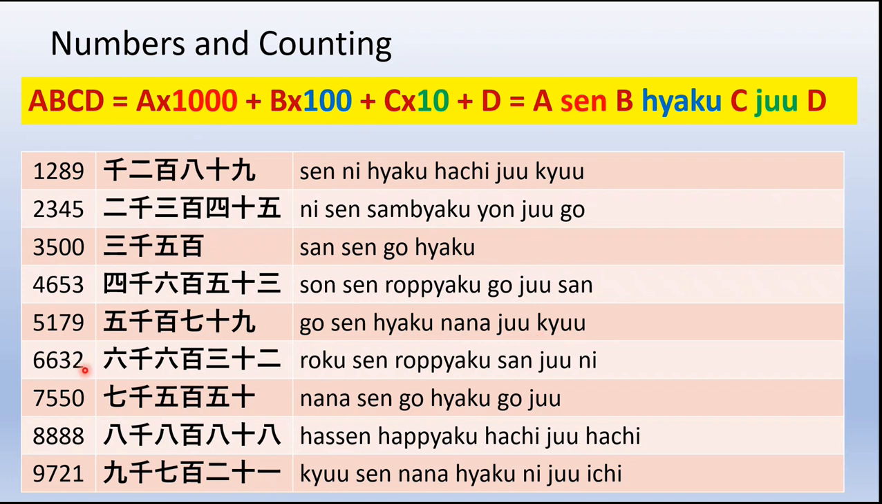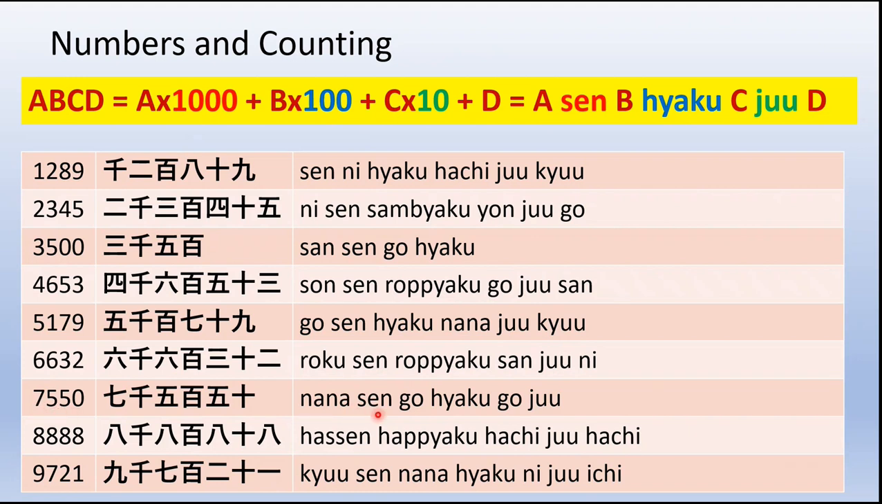6632, 6000 is rokusen, 600 is ropyaku, 30 is sanju, 2 is ni. So 6632 is rokusen ropyaku sanju ni.